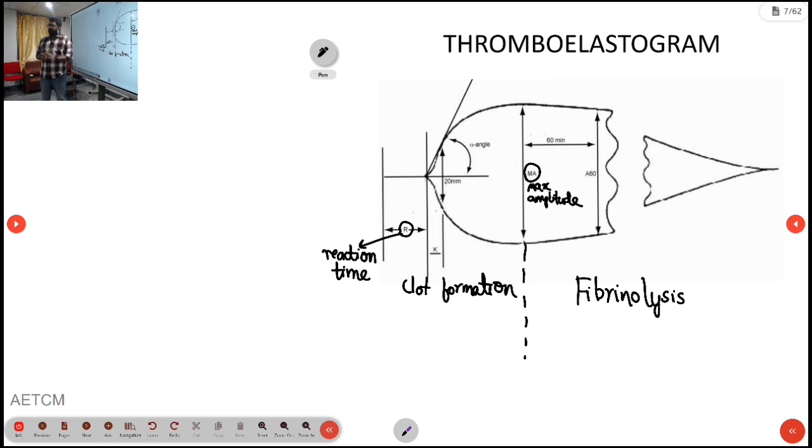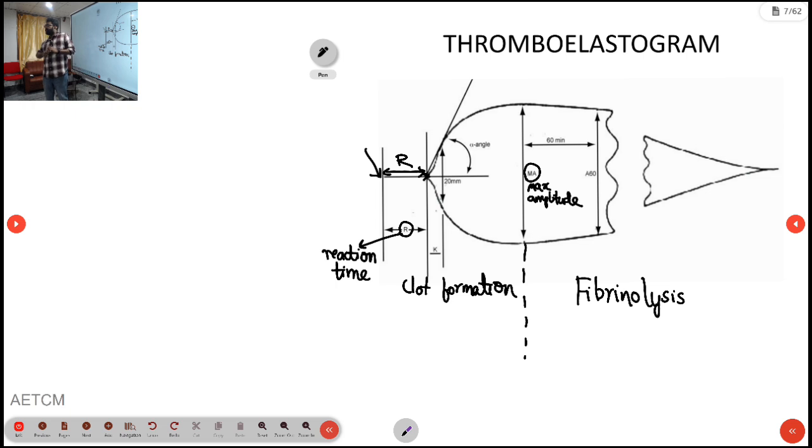It is the time from the beginning of the test to the initial fibrin formation. So here it will be the beginning of the test. Yes, this point, and till here is called the R, right? So here is the place where the initial fibrin formation occurs. And so the R interval is from the initial starting of the test till 2 mm of the clot at the amplitude.